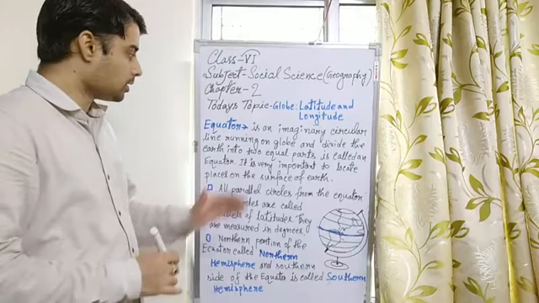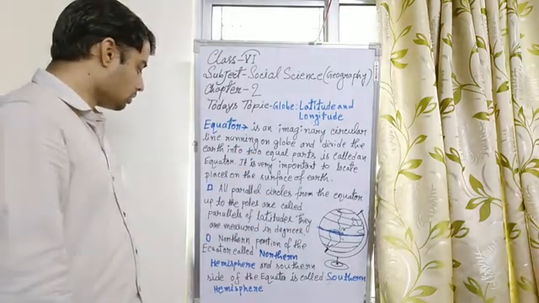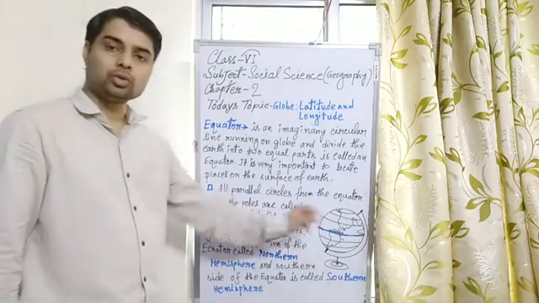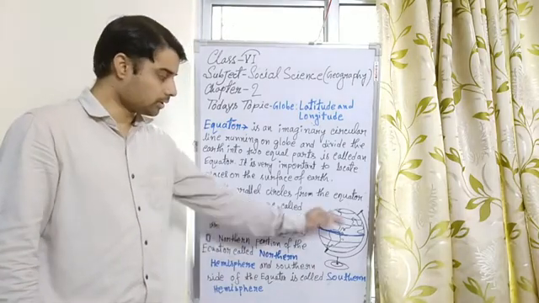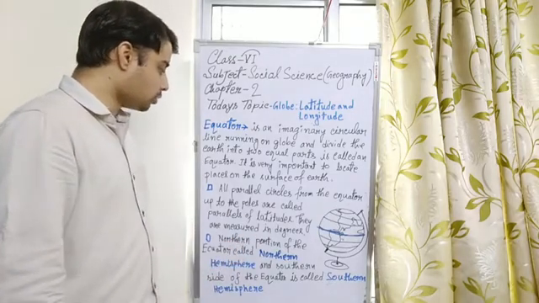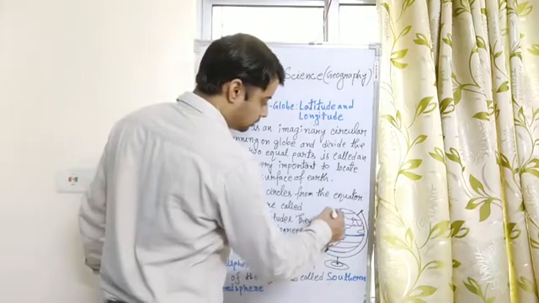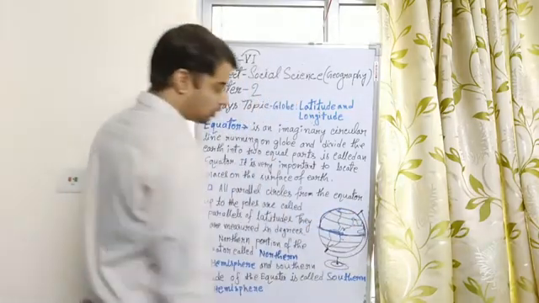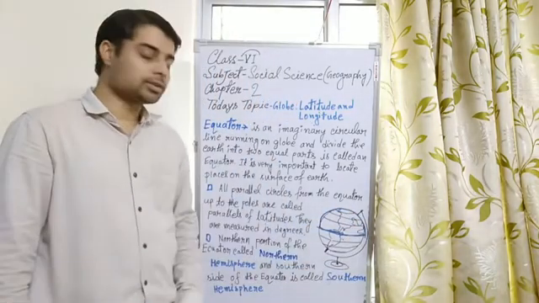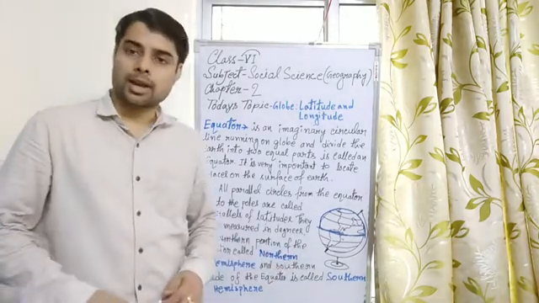And the equator also divides the earth into two hemispheres. The northern portion of the equator, this portion, is called the northern hemisphere, and the southern portion of the equator is called the southern hemisphere.